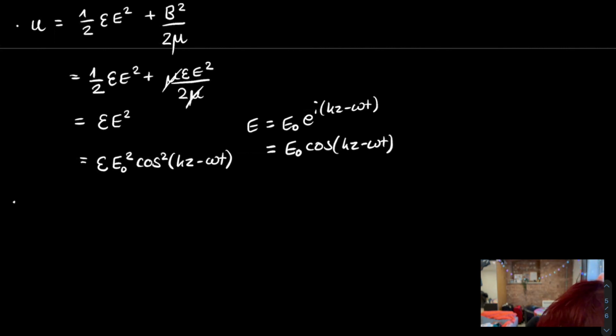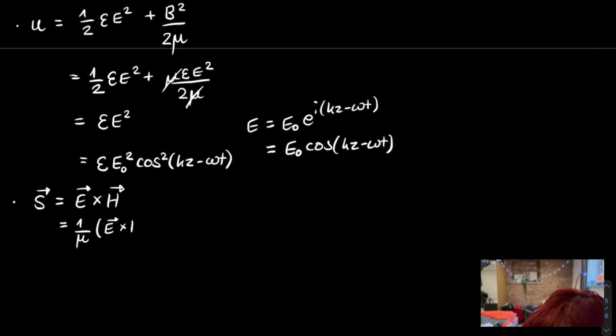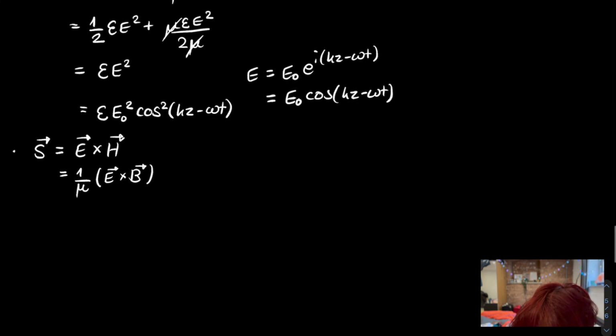But what did we say the Poynting vector was? We said that the Poynting vector, S, is equal to E cross H. But we can also write this if we substitute in for H in terms of the magnetic field B. We can say that this is equal to 1 divided by mu times E cross B. But if we just take the magnitudes, then S is simply equal to 1 over mu times EB, if we assume everything's at right angles and everything is at the maximum, which in the case of an electromagnetic wave is going to be the case.